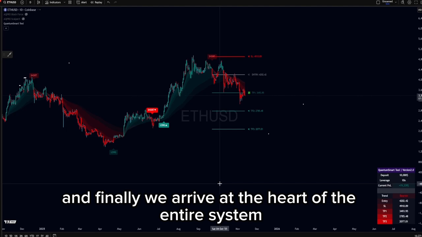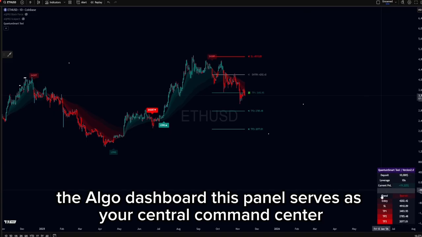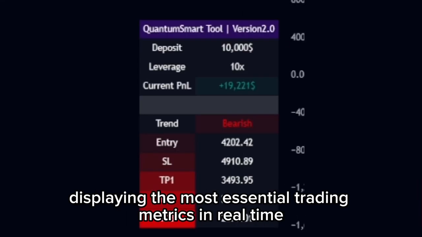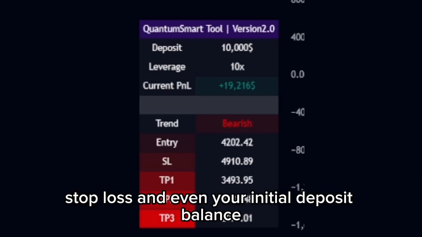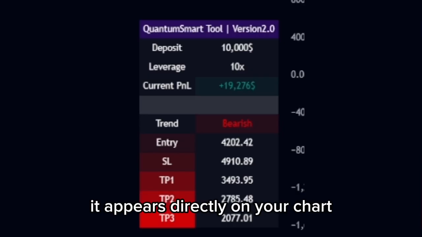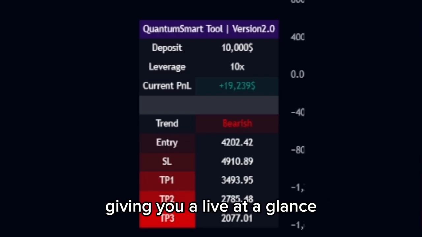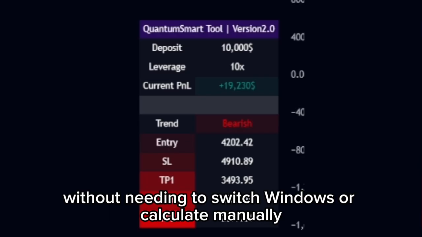And finally, we arrive at the heart of the entire system, the Algo Dashboard. This panel serves as your central command center, displaying the most essential trading metrics in real time, including your current position, profit and loss, take profit, stop loss, and even your initial deposit balance. When you enable Show Dashboard, it appears directly on your chart, giving you a live, at-a-glance overview of your trading performance without needing to switch windows or calculate manually.